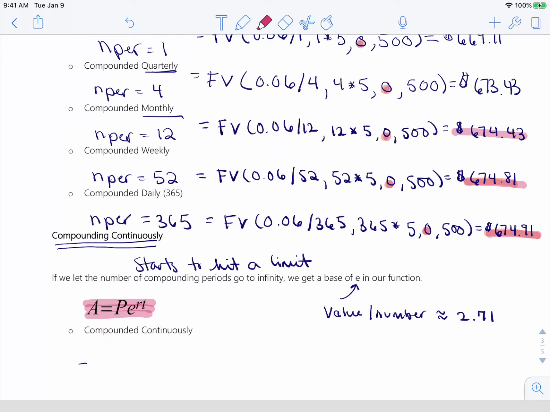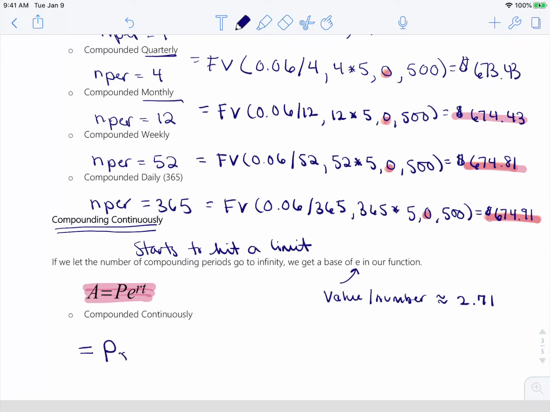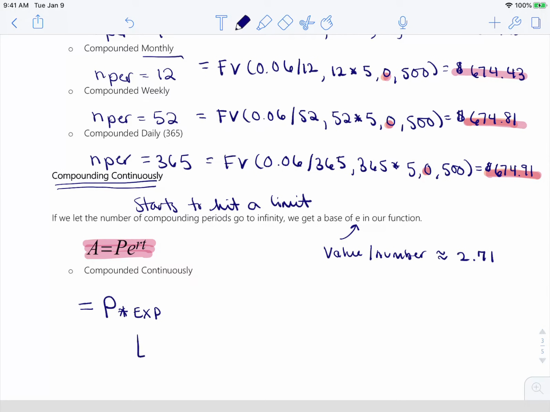Once again, I'm going to give you this formula, just like I give you the simple interest formula, but you have to know how to use it. When I'm putting this into Google Sheets, I put an equal sign. My P is my initial deposit, my principal. Then we put EXP, which in Google Sheets has a base of e and raises it to the exponent. It will prompt you with a parenthesis, and then you do your R times your T.